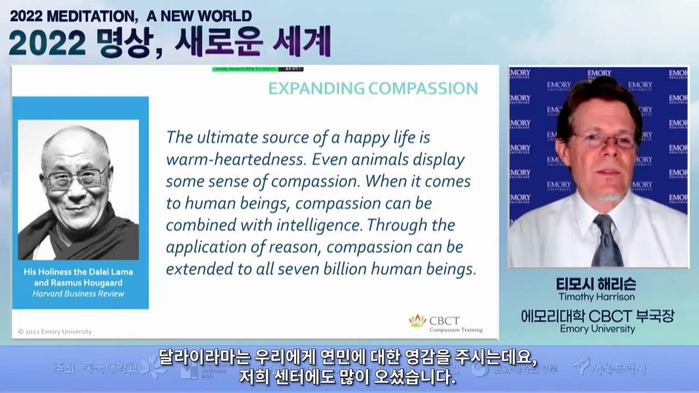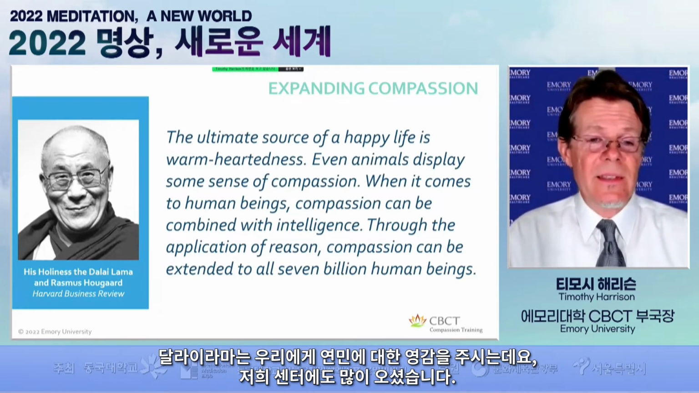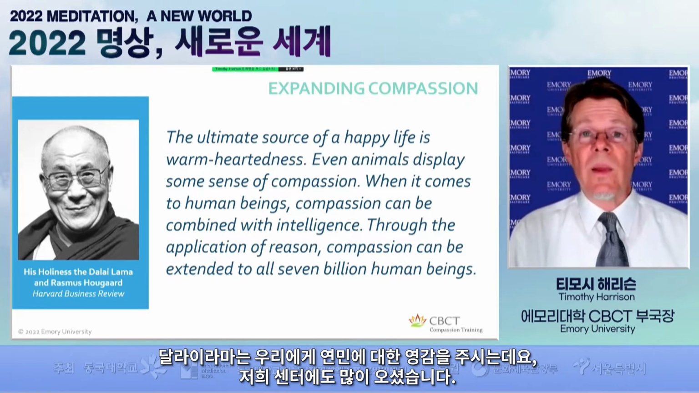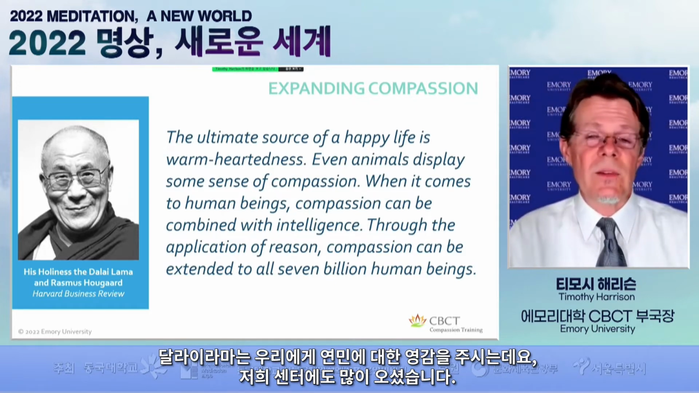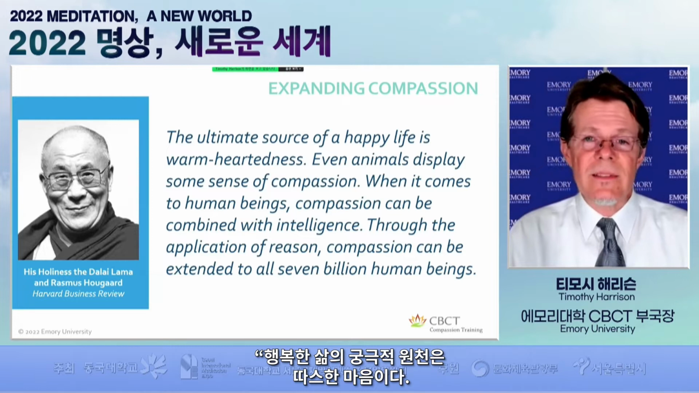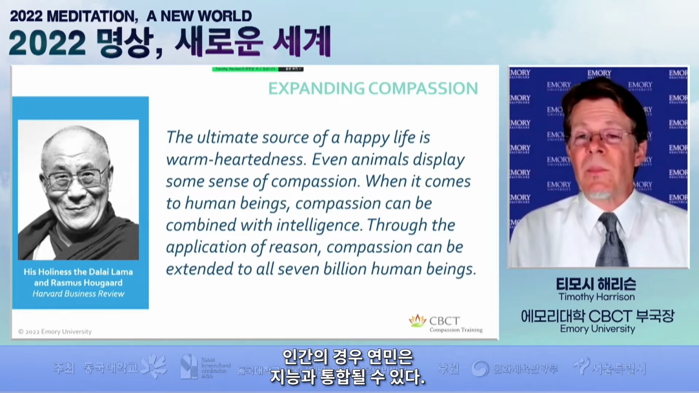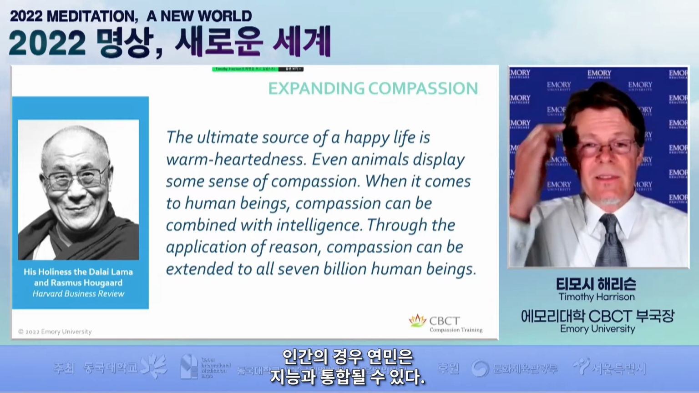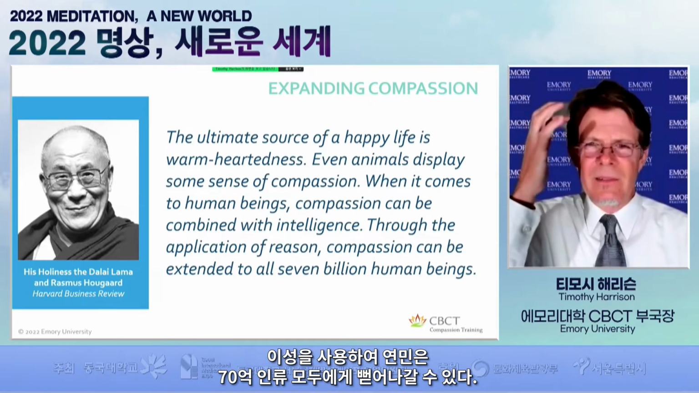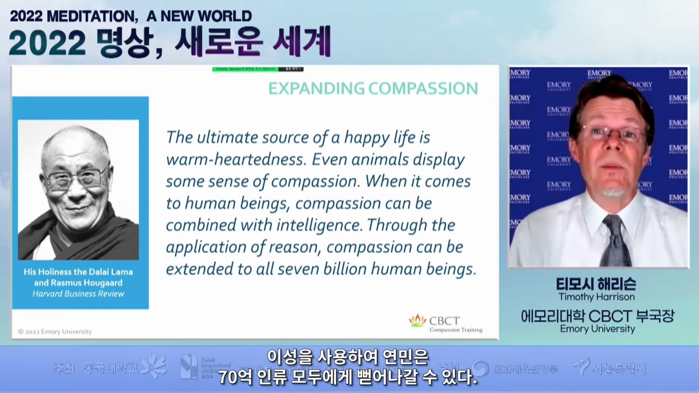The Dalai Lama, who is, of course, an inspiration for us, he has visited Emory on many occasions, and one of his monasteries at Drepung Losling in India is where the executive director of our program at Emory trained as a monk for 25 years. So he says this: the ultimate source of a happy life is warm-heartedness. Even animals display some sense of compassion. When it comes to human beings, compassion can be combined with our intelligence. And the Dalai Lama often taps his head here, our intelligence. Through the application of reason, compassion can be extended to all 7 billion human beings.